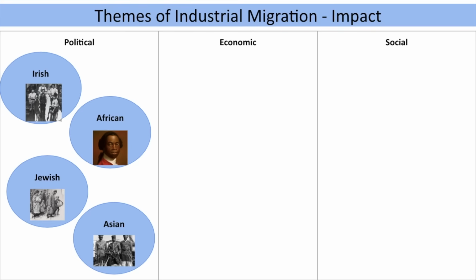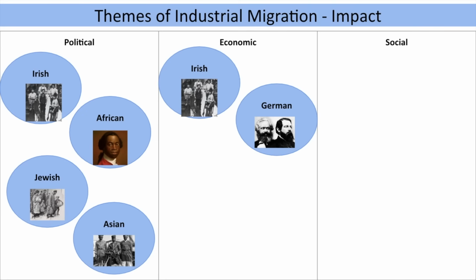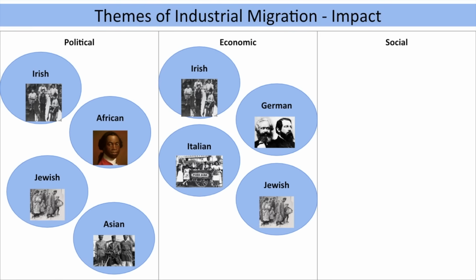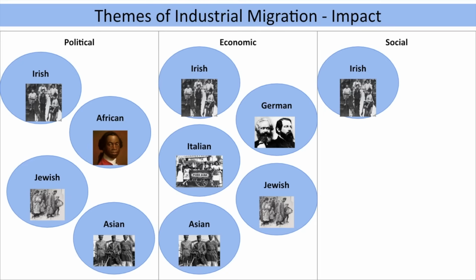So clear political impact. Economic, Irish migrants contribute through the creation of businesses in Liverpool and their manual labour on railways, canals, etc. German migrants set up many successful businesses, Schweppes, General Electric. Italian migrants also set up businesses like the ice cream businesses. Jewish migrants also set up businesses at this time, Marks and Spencer's for example. Asian migrants also setting up businesses, especially in Liverpool, also contributing manual labour to the building of railways, canals, etc. So definitely clear economic impact at this time.